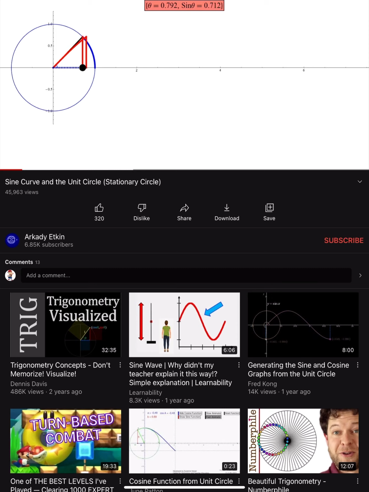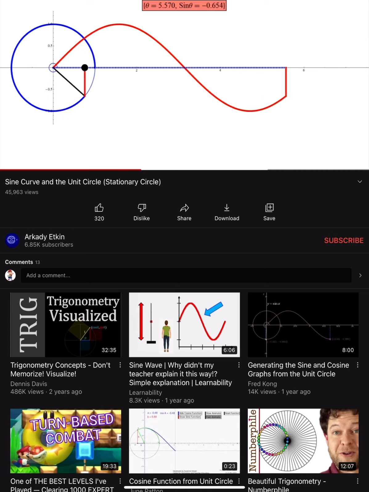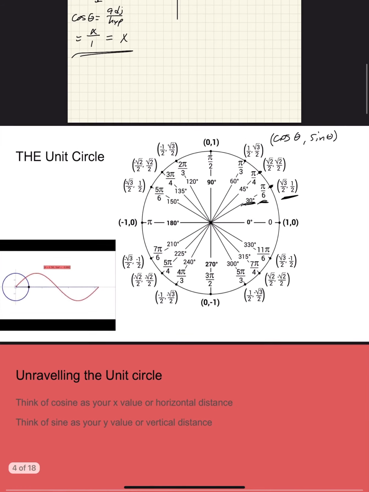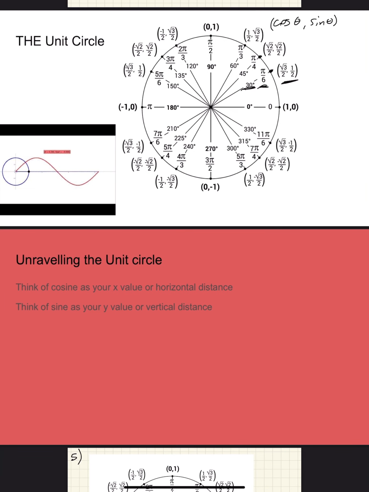So we see in this video the value of sine over the unit circle, and how that value over some period of time is going to look. We can see that the value of sine over the unit circle is going to trace out the sine graph. So, think of cosine as your x value, or horizontal distance, and sine as your y value, or vertical distance. Our ordered pairs will be of the form cos theta, sine theta.